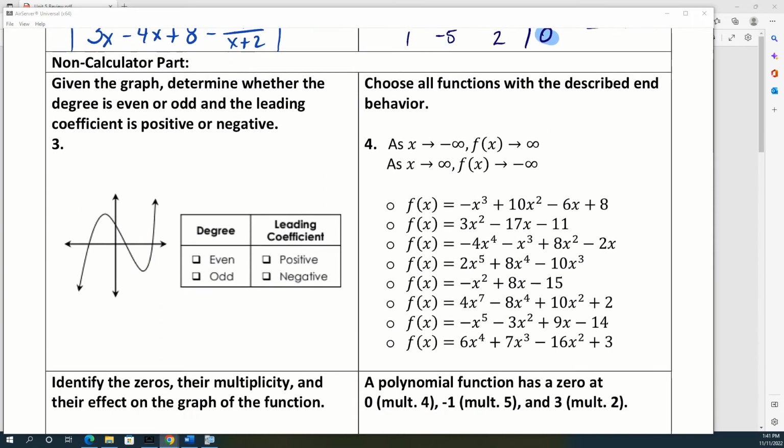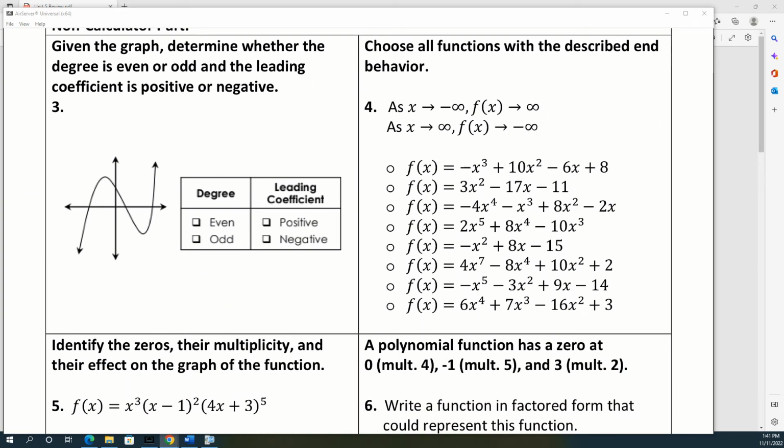All right. The next two questions have to do with end behavior. If you guys remember, the leading coefficient tells us what happens on the right side of the graph. If the leading coefficient is positive, the right arrow is pointing up. If the leading coefficient is negative, the right arrow is pointing down. So if we look at the right arrow, it's pointing up. So I know that the leading coefficient is positive.